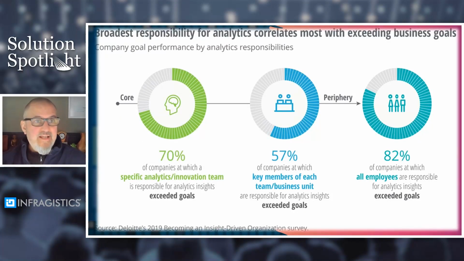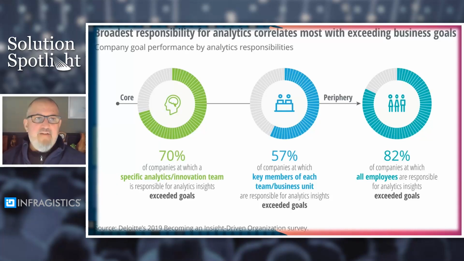So this is great. On the left-hand side, we've got 70% of companies at which a specific analytics or innovation team is responsible for analytics. So they exceeded their goals 70% of the time. So they had this team, the BI, the data science team, and they exceeded goals 70% of the time. 57% of companies where key members of teams of business units exceeded goals. So it's a huge dip.